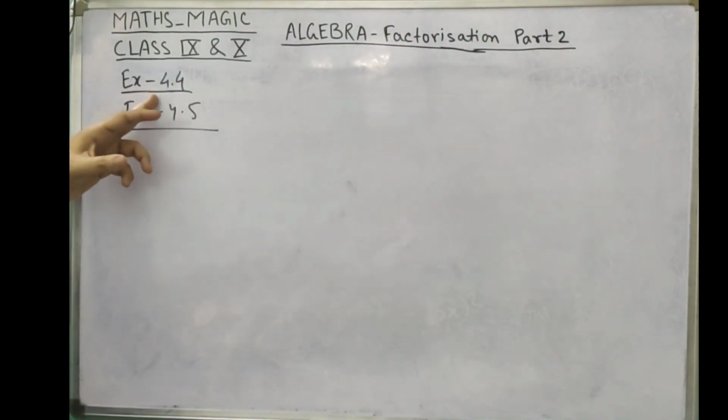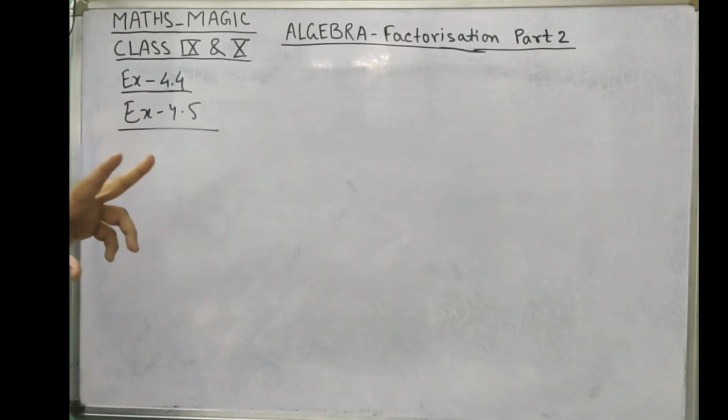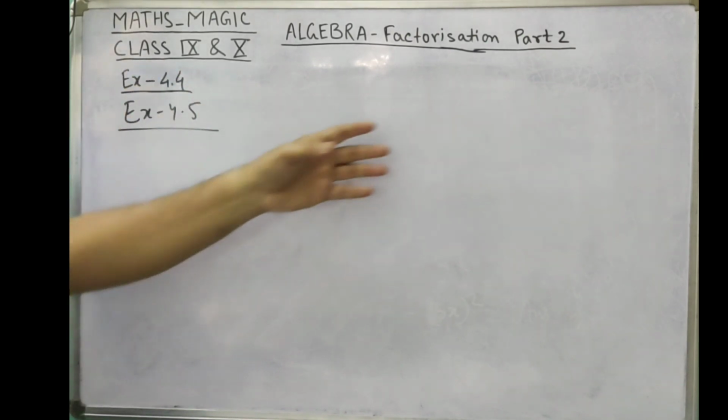For exercise 4.4 and 4.5, the last two categories are left: factorization of trinomials and sum and difference of cubes. So these two categories, I'll be discussing in my next video.